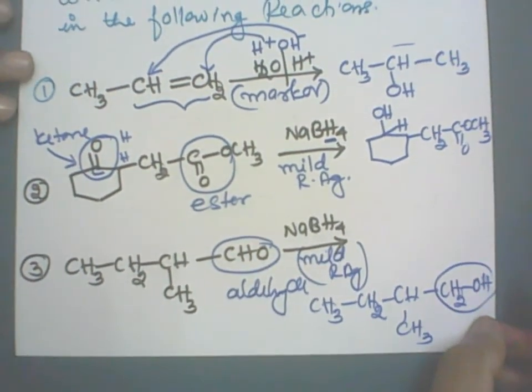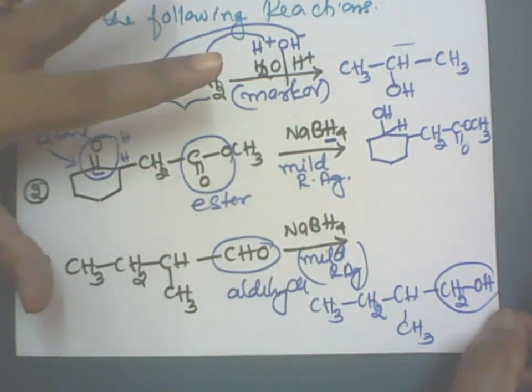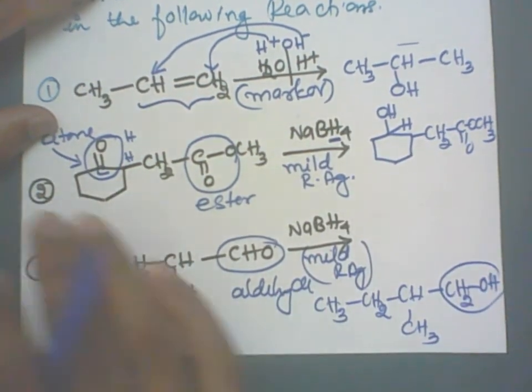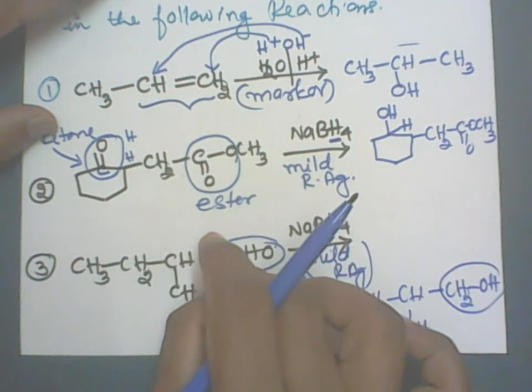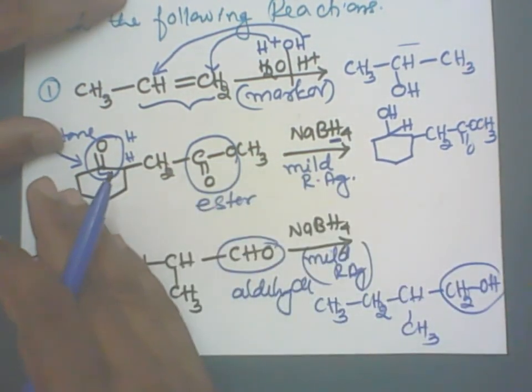Clear? Remember, primary alcohol into aldehyde, aldehydes into the carboxylic acid. Forward is the oxidation reaction and backward is the reduction reaction. Secondary alcohol into ketone, ketones into the carboxylic acid. Forward reaction is the oxidation and backward reaction is the reduction reaction.